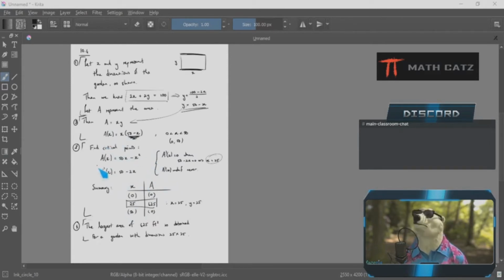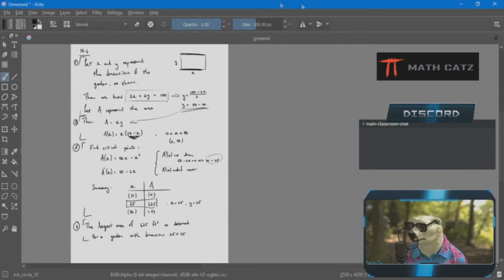Where that occurs is going to be a critical point. Considering the endpoints, make our table, pick the best one. So it's quite straightforward. And then just wrap things up with a concluding sentence. Nothing that should be overwhelming in terms of the steps you have to go through.